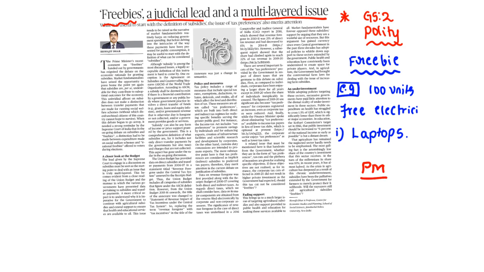So the judiciary appointed a committee. So that's why the title says a judicial lead. Clear? And the judiciary, the Supreme Court, asked that committee to look into the issues of freebies in a detailed way, and the article says it is a multi-layered issue. Then what is multi-layered?